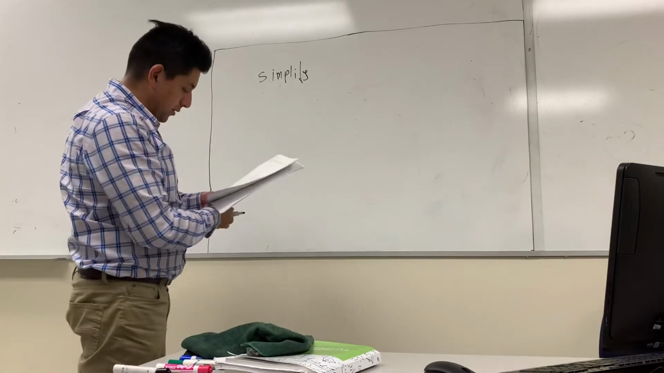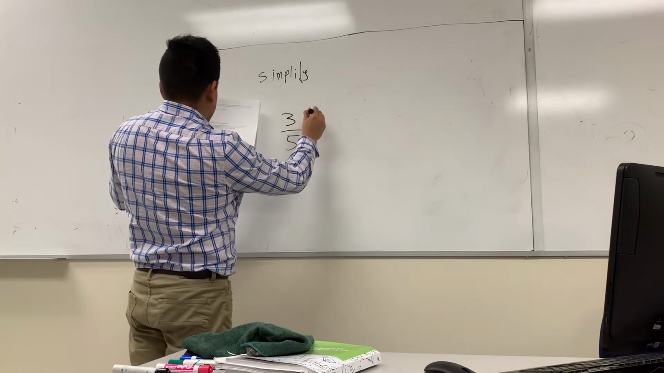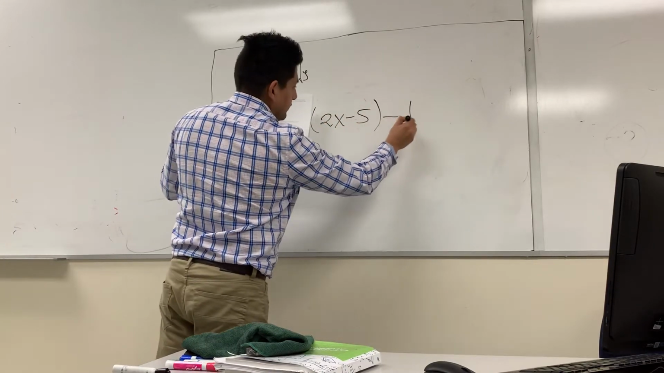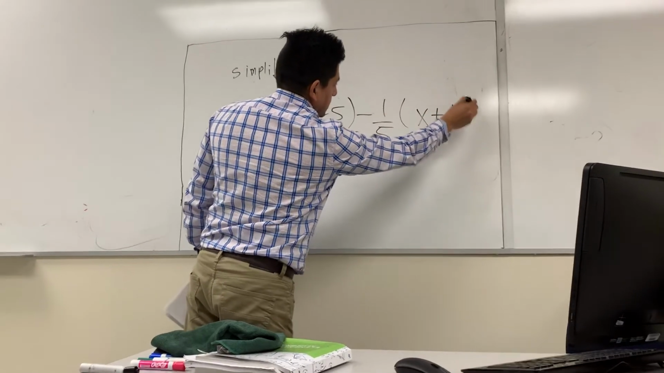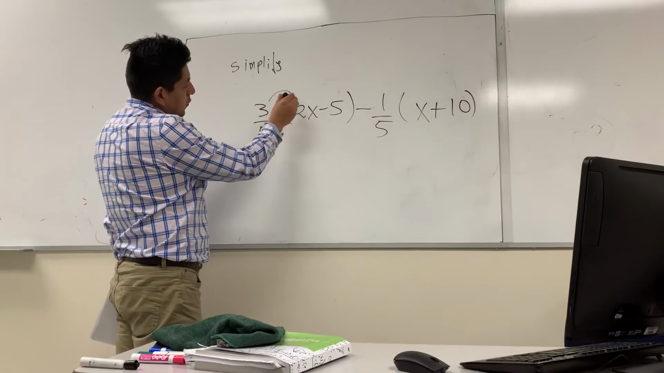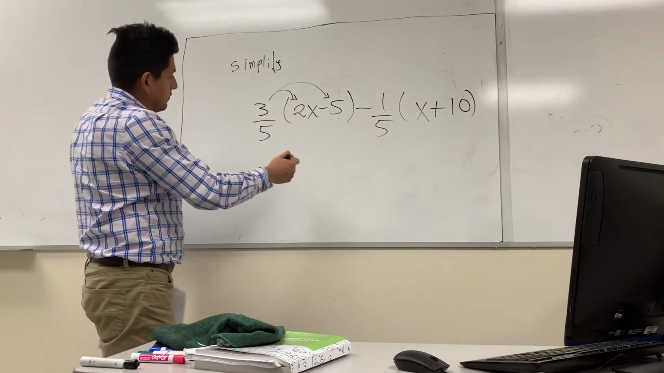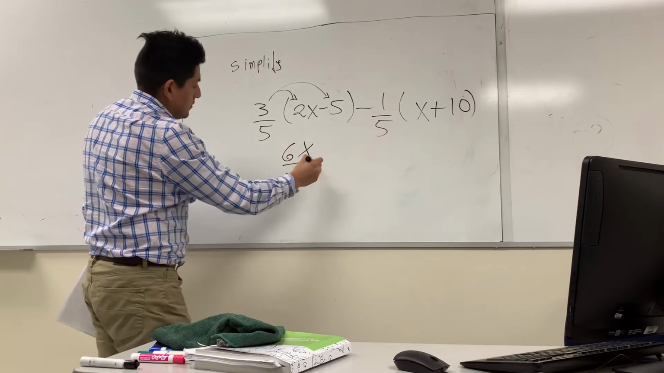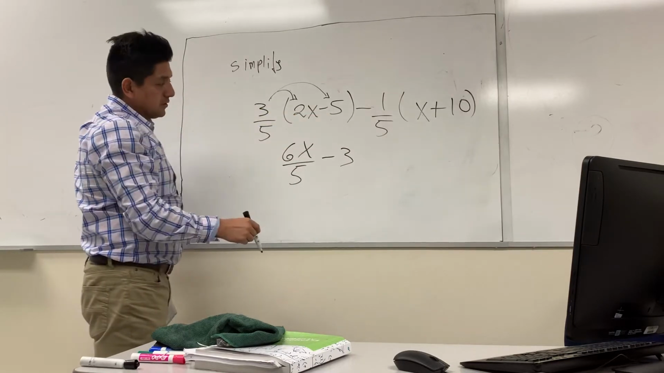For the second problem, we have a fraction which is 3 over 5 times 2x minus 5, minus 1/5 times x plus 10. So the first thing we're going to do is distribute 3 over 5 times 2x minus 5. So this will become 6x over 5 minus 3, because the 5 at the bottom will cancel out with the 5 on the top.